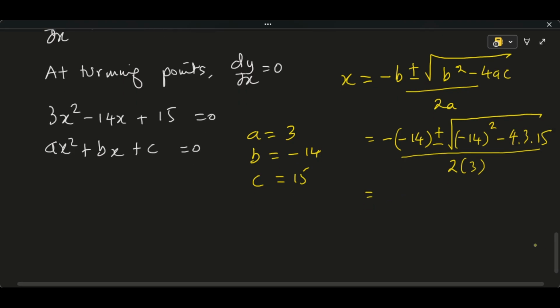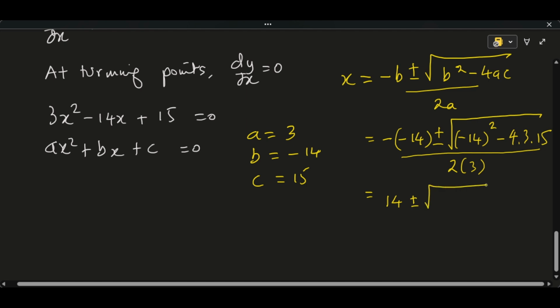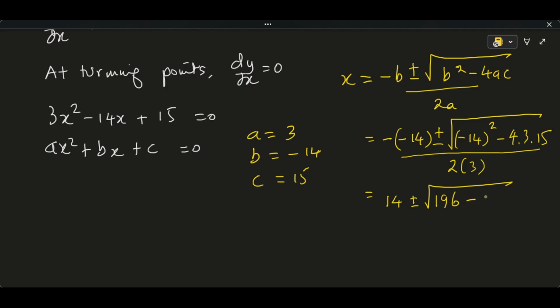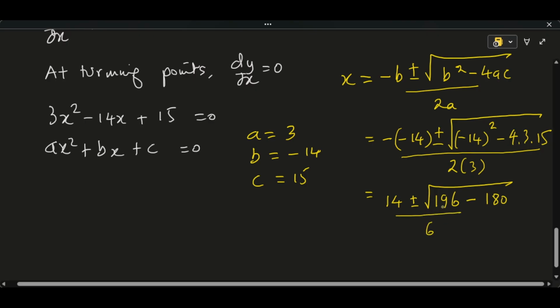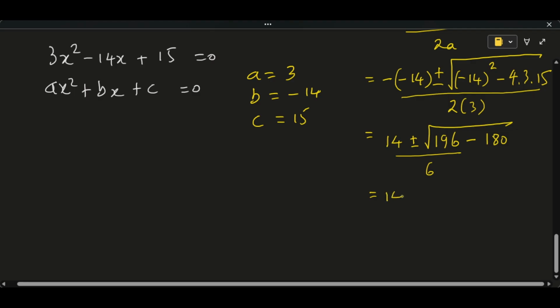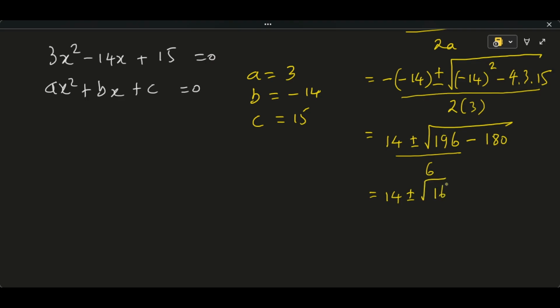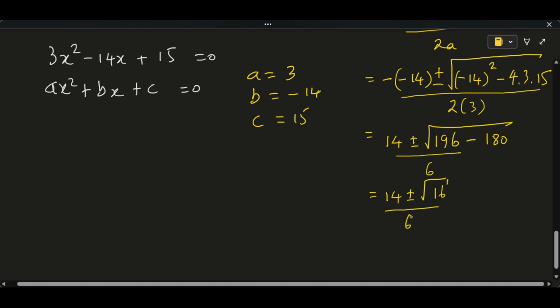So we go ahead and simplify. Fourteen squared is 196, and this one will give us 180 over 6. So we have 14 plus or minus the root of 196 minus 180, which is root of 16. Then we have 6 here.